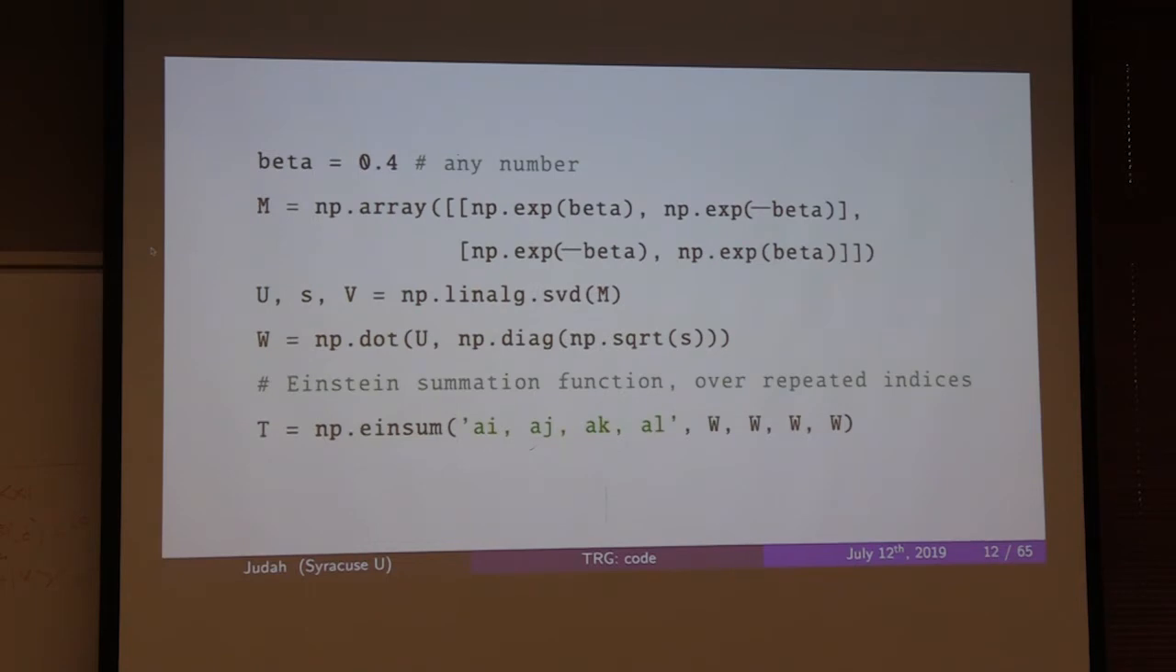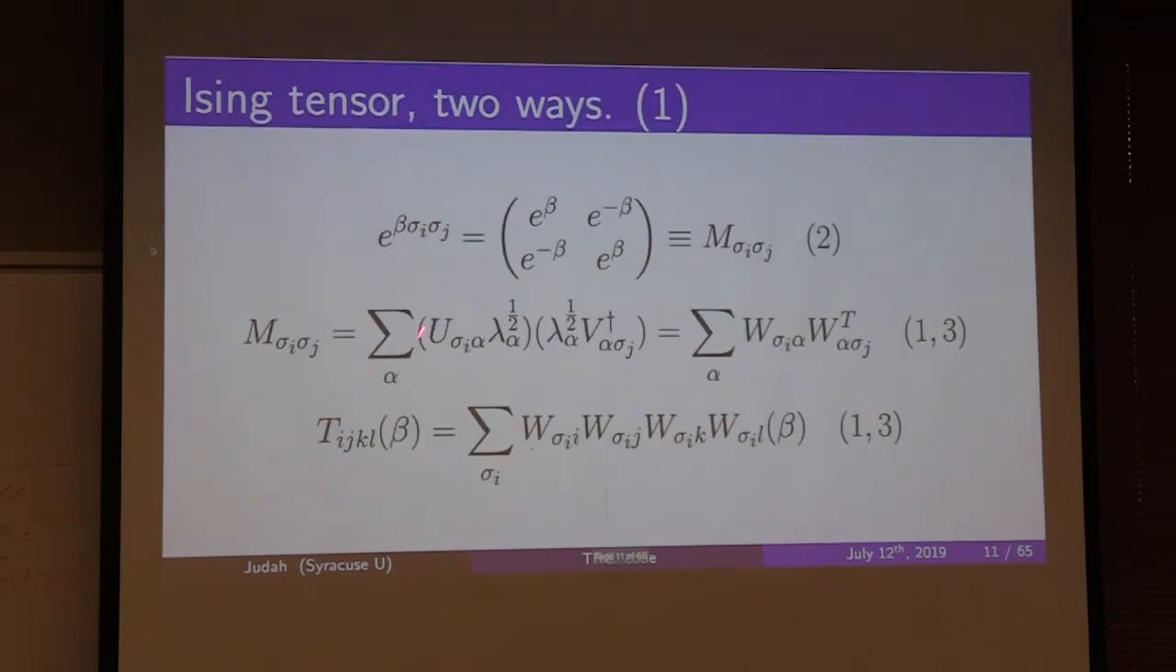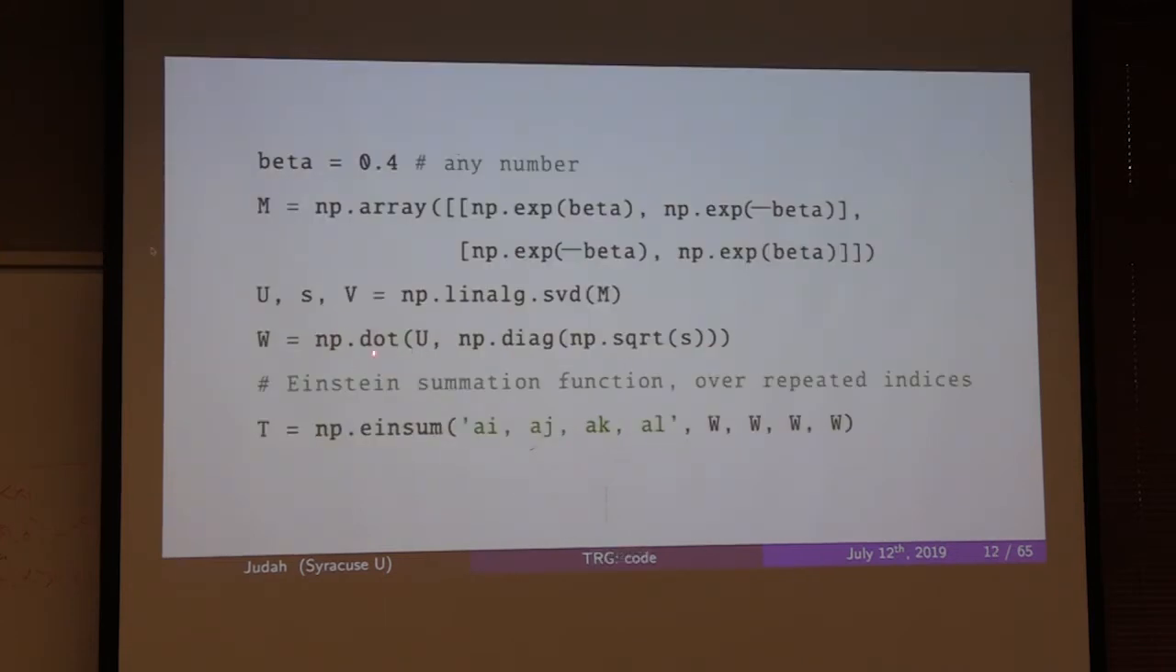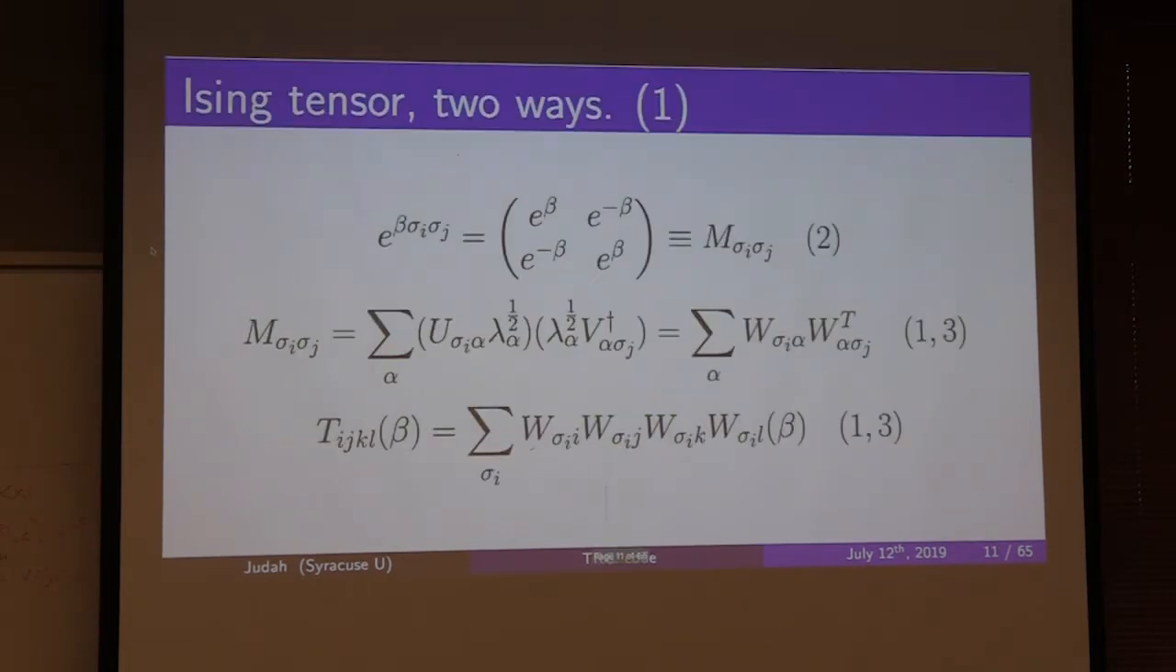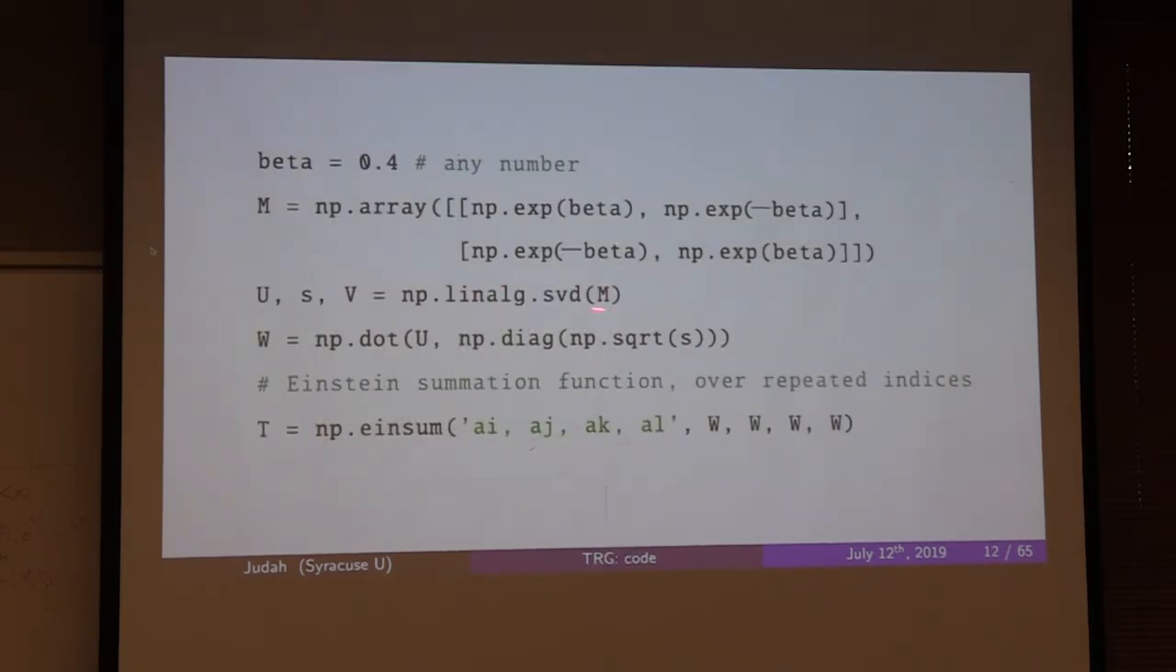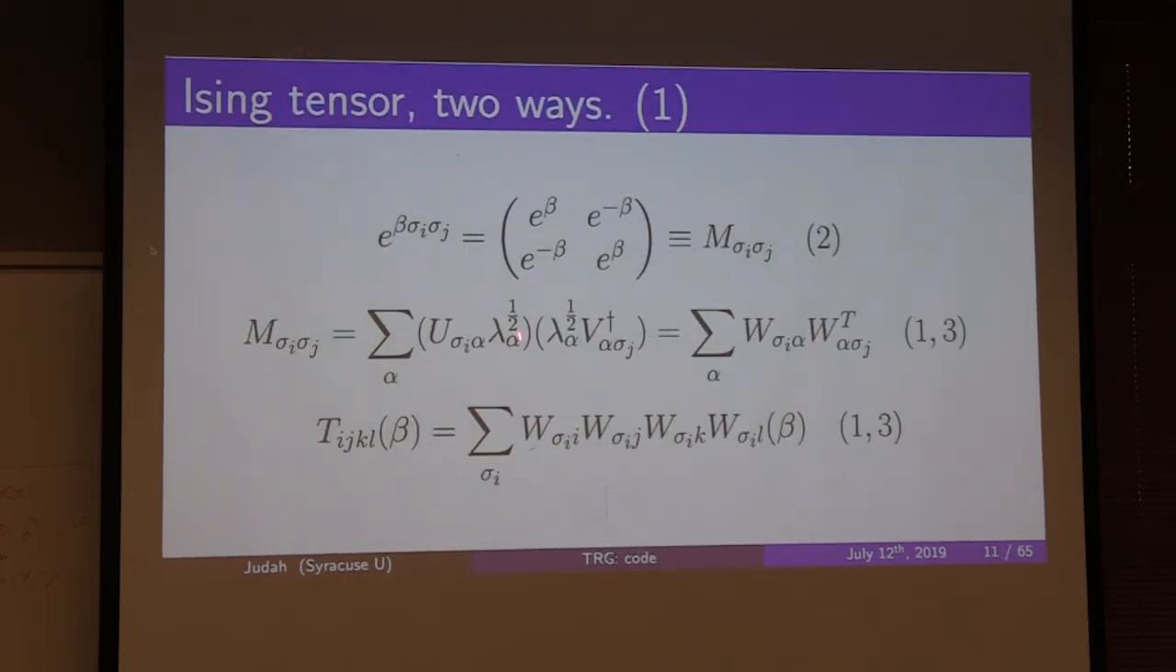Now, you want to make this combo, so you make W. And here I've done that. np.dot is matrix multiplication. I grabbed the unitary matrix from before. I took the square root of the lambdas, and then I turned it into a diagonal matrix because this isn't one. And then I put them together, just like matrix multiplication here.